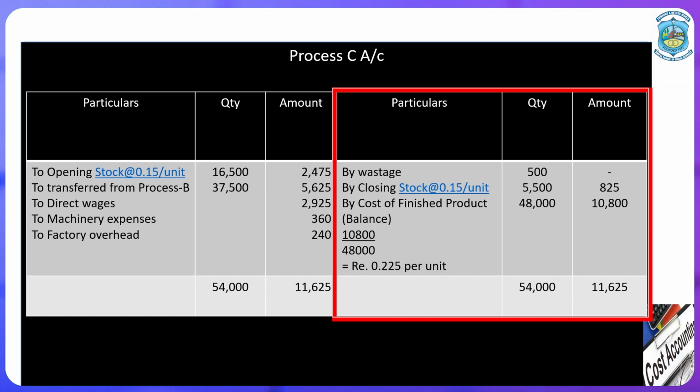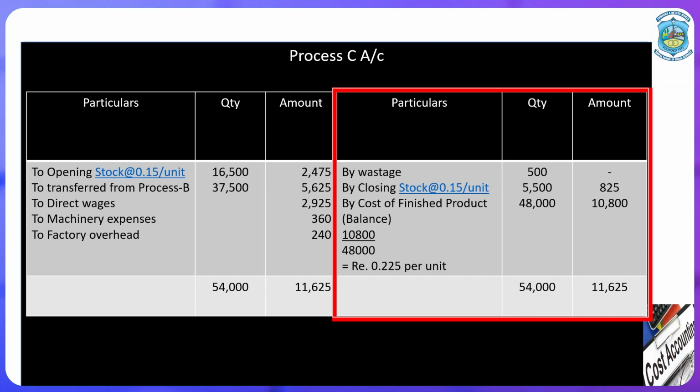What would be the value of 5500? 5500 multiplied by 15 paise, 0.15 per unit. So, when we multiply 0.15 by 5500, we get the amount, that is 825. Now, when we write the total of the debit side and credit side, the total of the credit side would be 54,000.